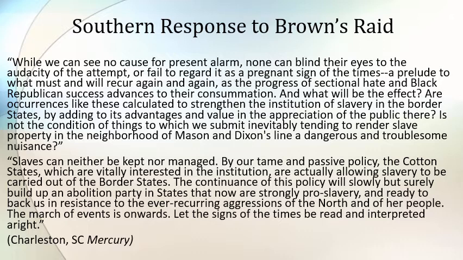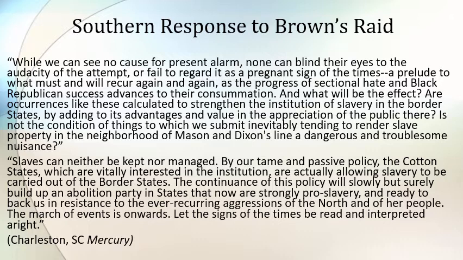"And what will be the effect? Are occurrences like these calculated to strengthen the institution of slavery in the border states by adding to its advantages and value in the appreciation of the public there? Is not the condition of things to which we submit inevitably tending to render slave property in the neighborhood of Mason and Dixon's line a dangerous and troublesome nuisance?"